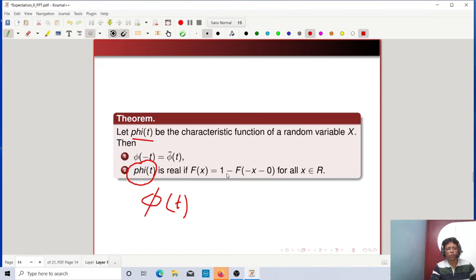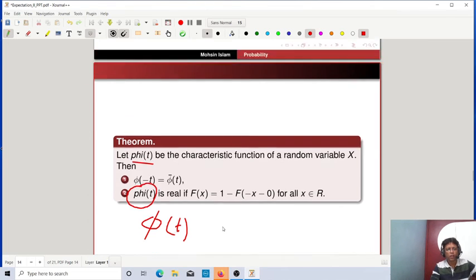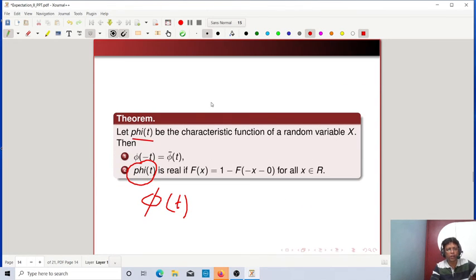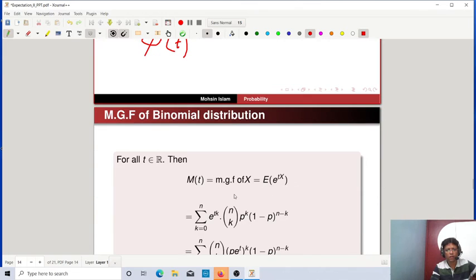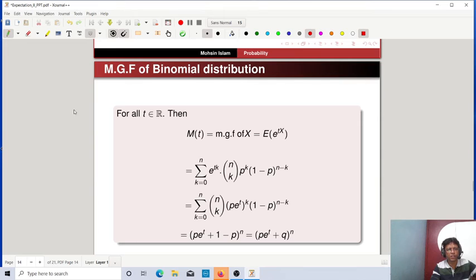If F(x) equal to 1 minus F of minus x minus 0, these are all proofs. You can use the proofs of the previous distribution function theorem. You can prove this. So these are the important theorems without any proof. Now let me show you some important results.